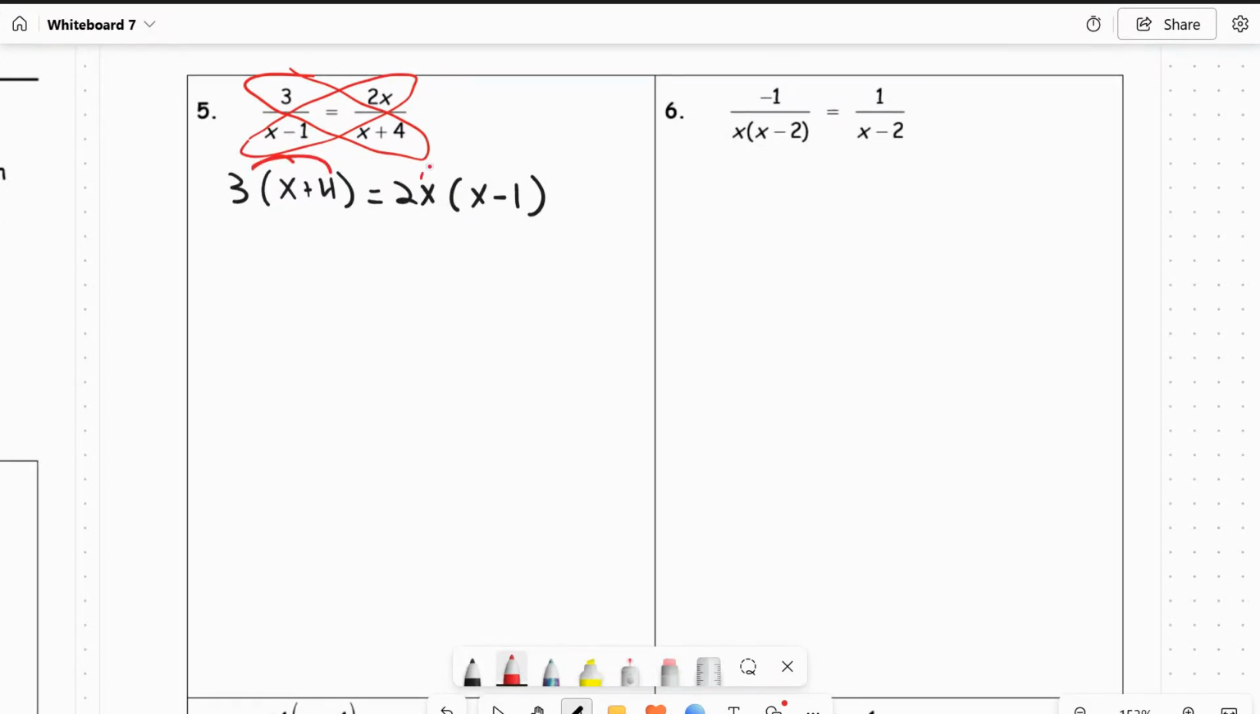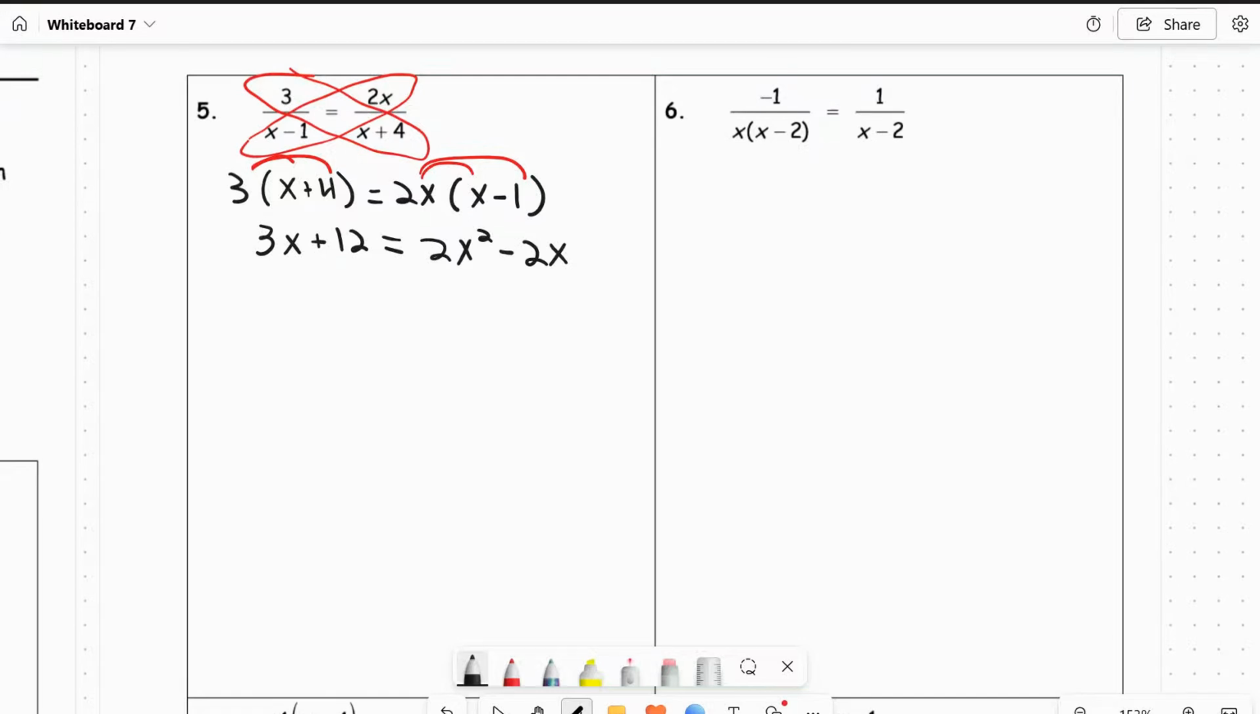Now we'll go ahead and distribute. That would give me 3x, 3 times 4, 12, equals 2x times x, which is 2x squared, 2x times negative 1, negative 2x. Now this time, the only difference is I'm left with a quadratic, since I have an x squared. So since I have a quadratic, instead of moving all my variables to one side and constants to another, I'm going to move all of my terms to one side.